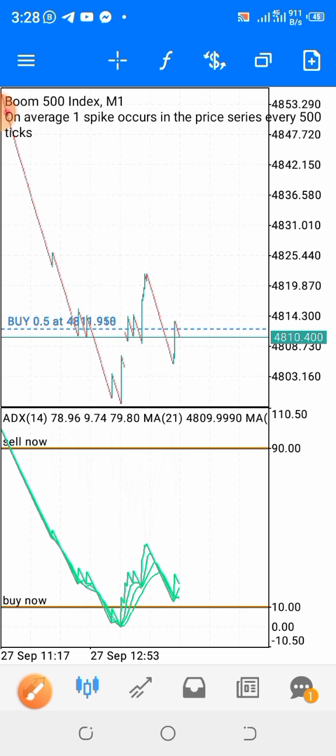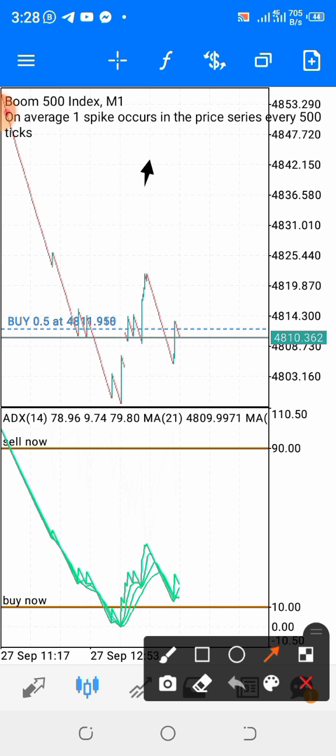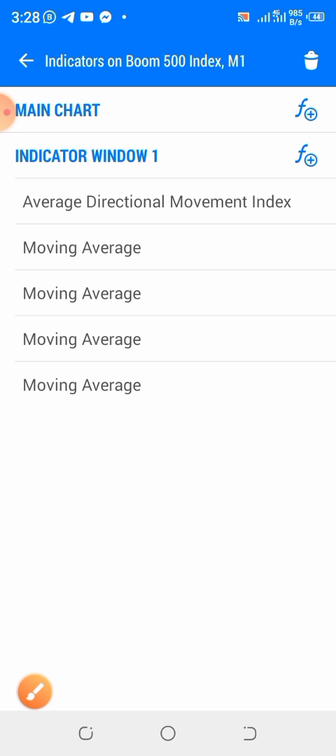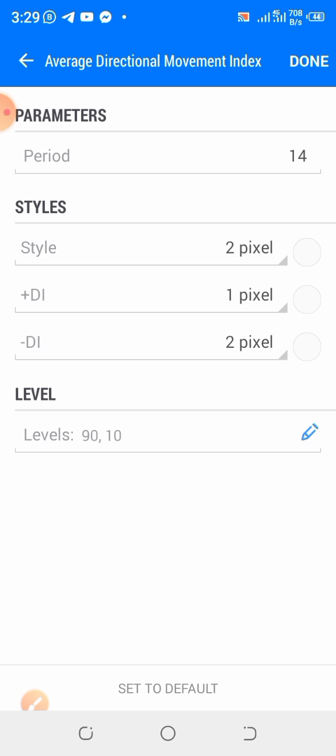Then for you to add indicators, you already know where to go. You go to this F icon, you tap on it. I have the indicator already set up. First of all, you add average directional movement index, okay. If you check the setups, you have period 14 and level. That is the only thing we are considering.